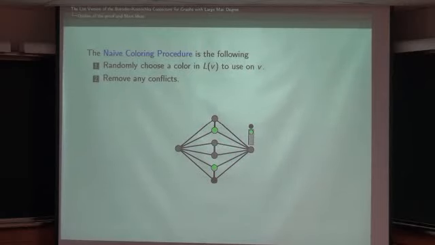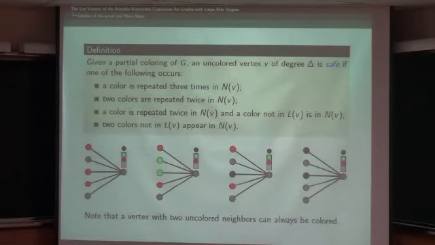Any other questions? So after applying this naive coloring procedure, you have a safe vertex here. This vertex is safe, and that's what this definition is. A vertex which is uncolored is safe if one of these happens. Basically what these conditions do is guarantee that whatever happens in the neighborhood of that vertex, there will always be a color available in its list that we can apply to that vertex.